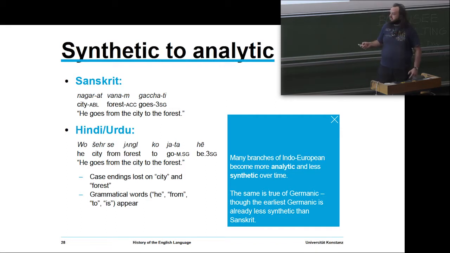So you might expect to see an ablative or a locative in Sanskrit. We don't see that. What we see instead is that other words pop up, prepositions. We see a from preposition. We see a to preposition. And we also see other words like to be. We see he, the pronoun he. These words also you typically wouldn't see in Sanskrit. So here's the Sanskrit example. Only 3 words.